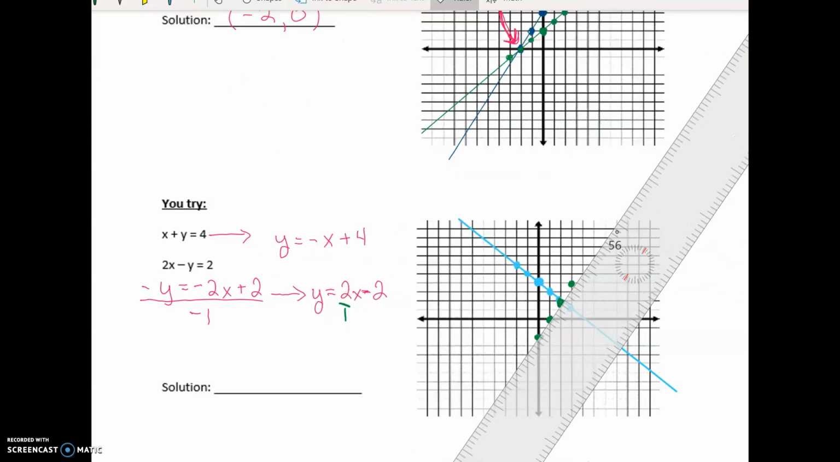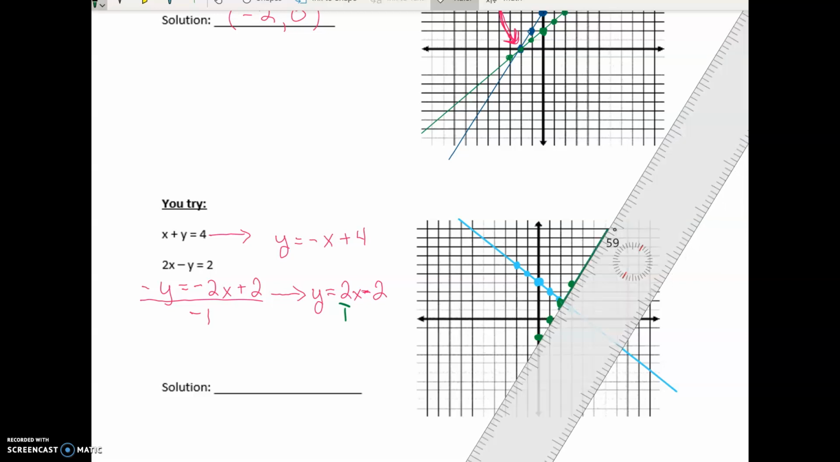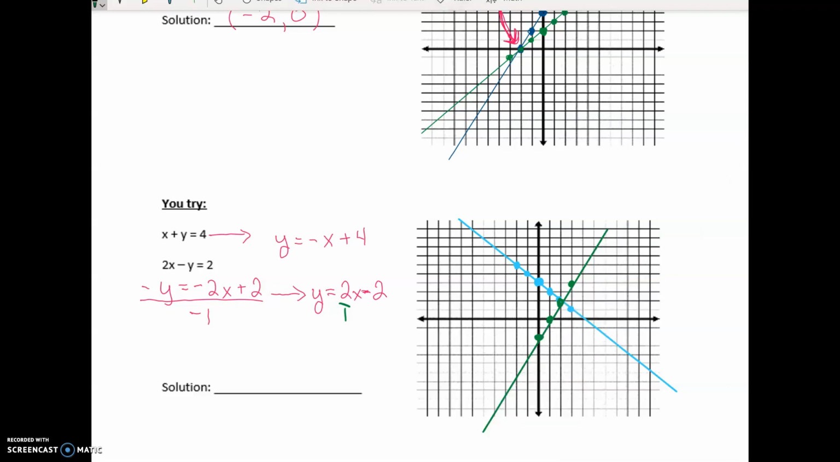So I'm going to get my ruler, my straight edge. Hopefully you have one that you can use. And then go ahead and graph that relationship. So we can see they intersect here. It looks like at 2, 2 on my graph. So my solution, as far as I know, is going to be 2, 2.